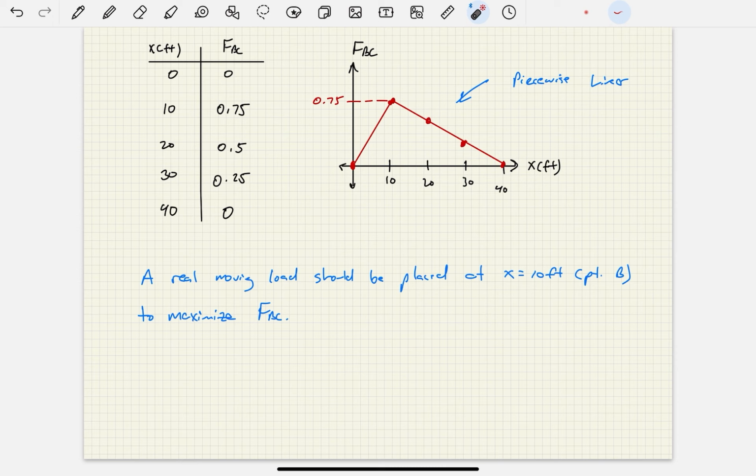So that concludes this simple video on sketching influence lines for a statically determinate truss. Remember, for any determinate structure, the influence line is going to be linear, some kind of linear. In this case, it's piecewise linear. And in this particular example with a truss, we used method of sections over and over again to recalculate FBC for each location.